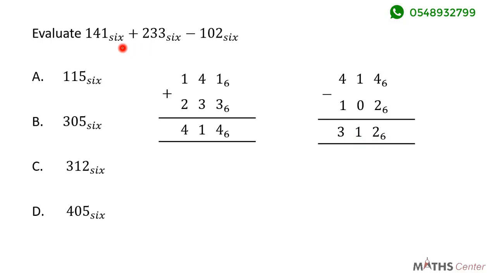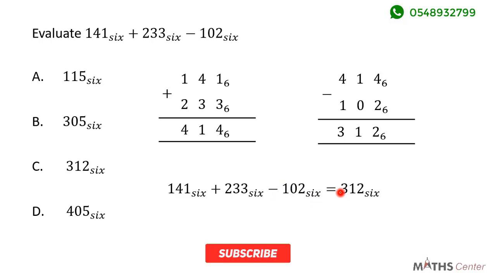It means that when we evaluate 141 base 6 plus 233 base 6 minus 102 base 6, we are going to have 312 base 6. When we look through the options, we can see that the correct option is C, 312 base 6.